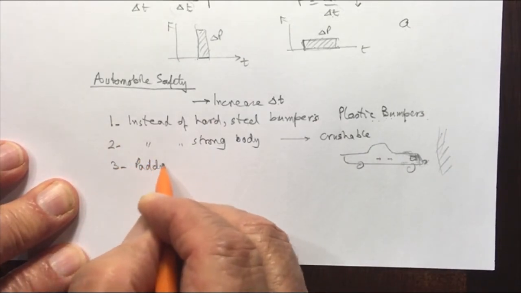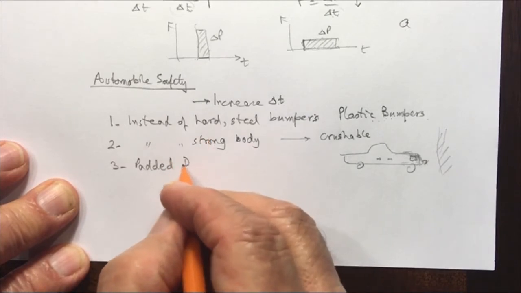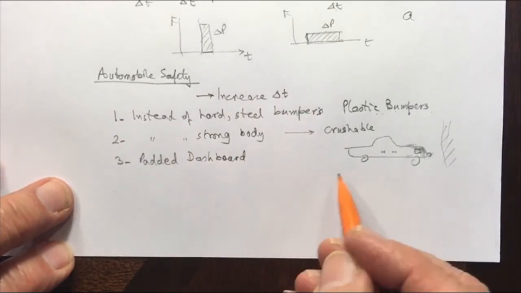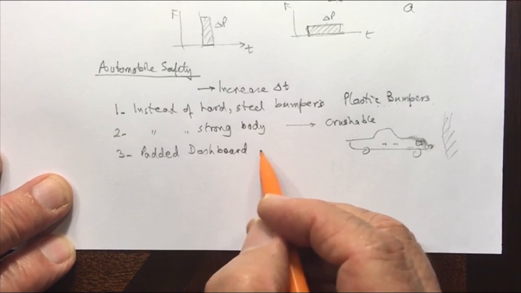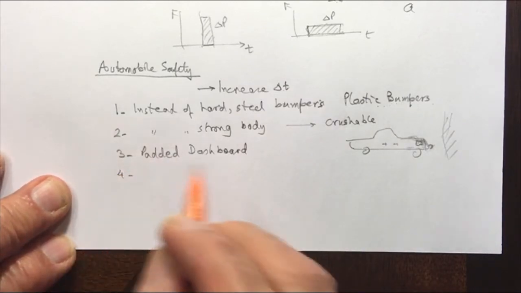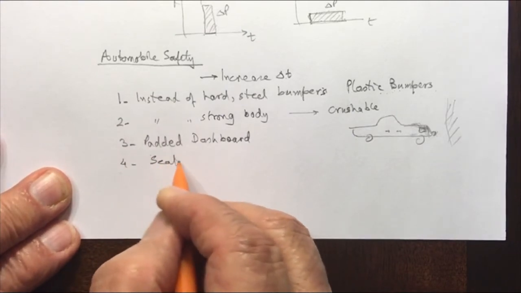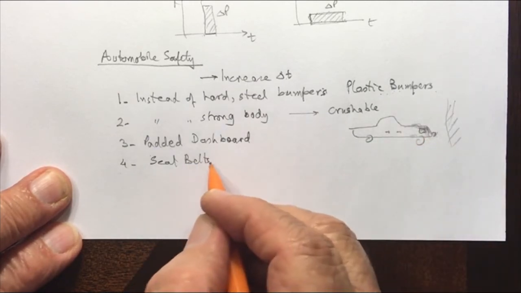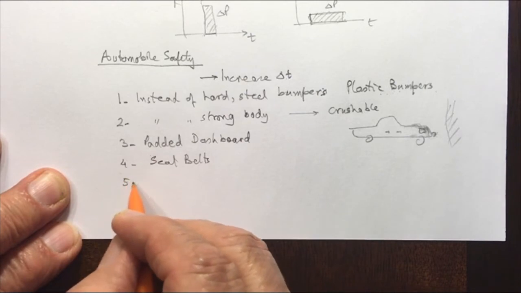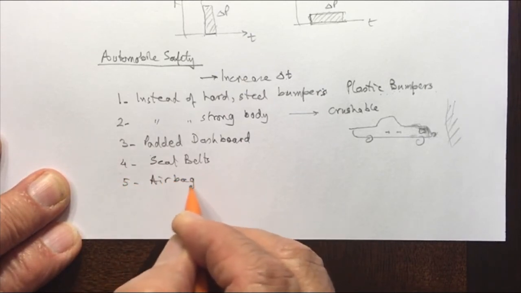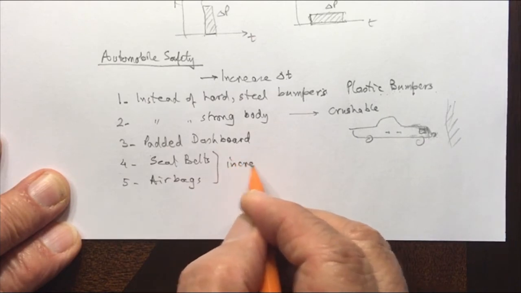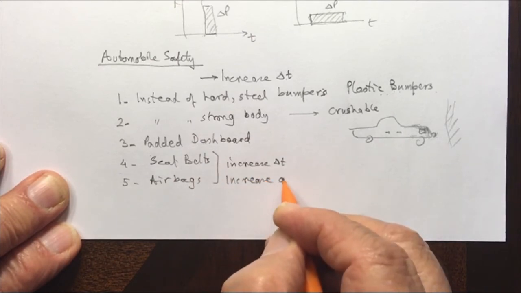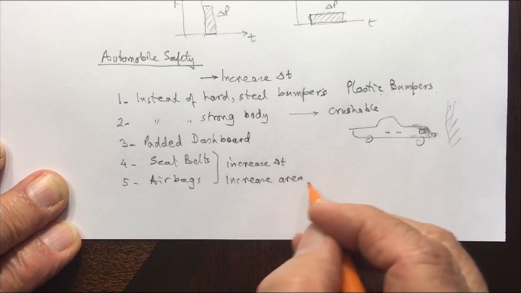Then we have padded dashboard. So if you hit a hard dashboard, then you would stop more quickly, but if the dashboard is padded, well, it takes a tiny bit more time. Then we have seat belts, which also do the same thing, because you lurch forward and then you slow down, so that it extends the delta T, and airbags. So both of these increase the delta T, but another thing that they do is they increase the area of contact, area over which the force is divided.